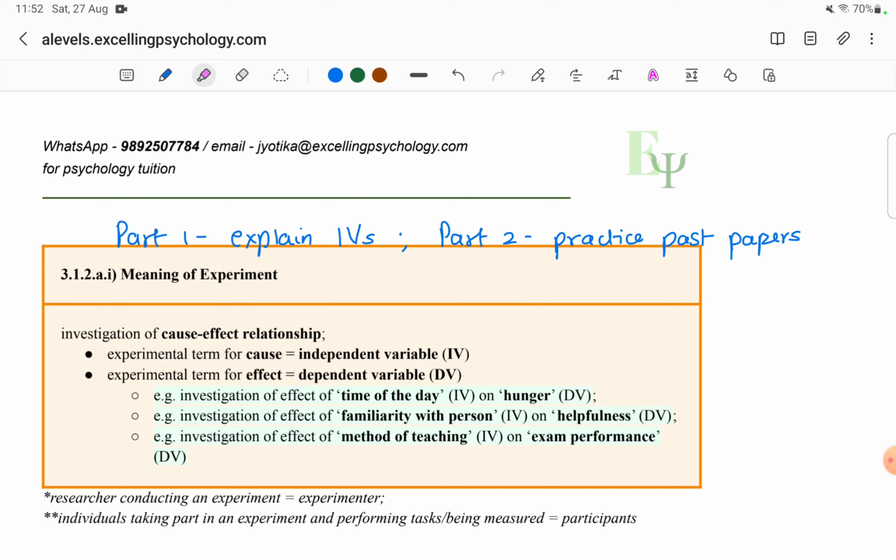As of now, I will begin with this lesson and we'll start right where we should, that is with an experiment. Independent variables are part of experiments. So before we get down to what independent variables are, we need to know what an experiment is.